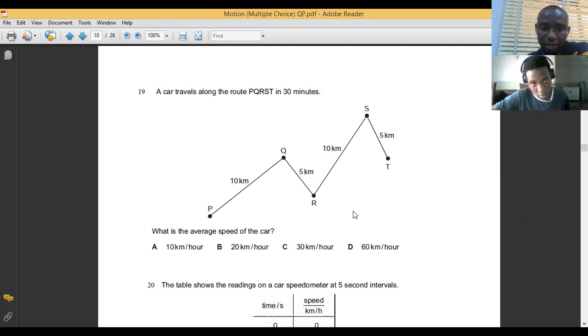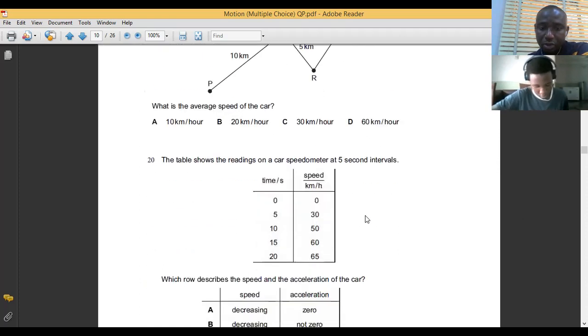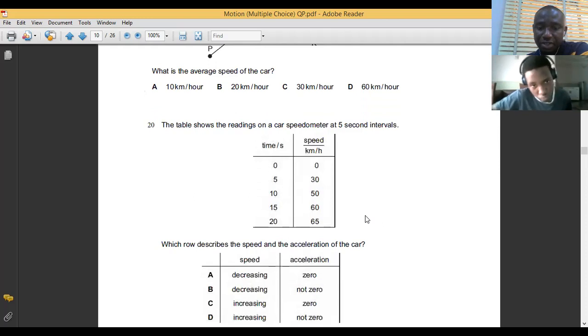All right. The last one is 20. The table shows the reading of a car speedometer at 5 second intervals. Which row describes the speed and acceleration of the car? It is increasing. Acceleration is not 0. Correct, D: increasing, and acceleration is not 0.